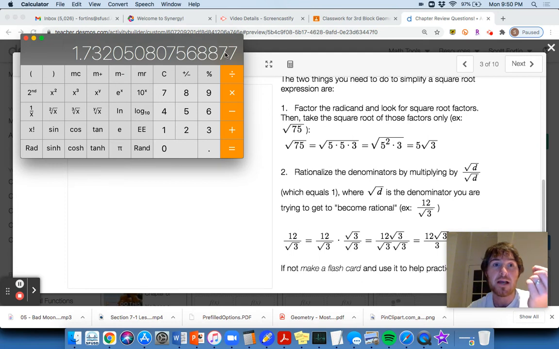But anyways, the rule is you can't have a square root in the denominator. That's it. I'll make it a rule. You can't have a square root in the denominator. So if you can't simplify the square root of 3 because it's not a perfect square, you need to get rid of it somehow. Here's how you do it.